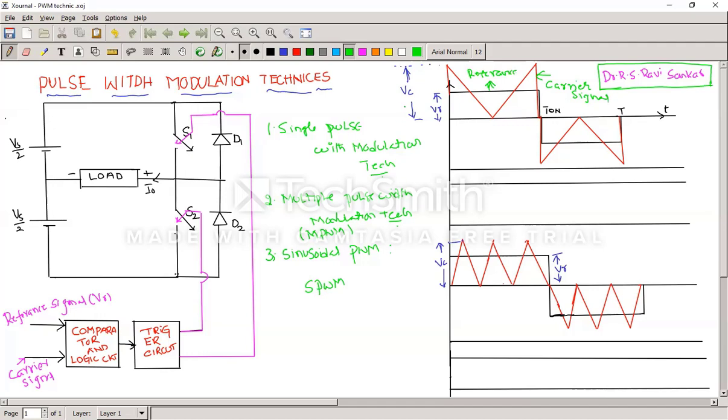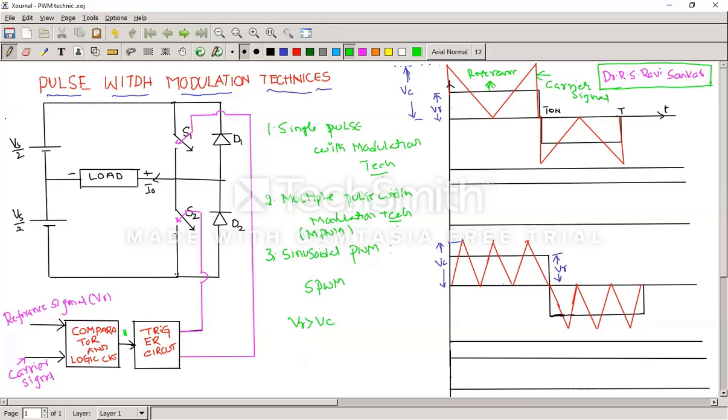VC is nothing but the amplitude of the carrier signal, which we denote as VC. VR is the amplitude of the reference signal. Here, we are giving the two signals to the comparator. In the logic circuit, we have written that if the magnitude of the reference signal VR is greater than VC, then the output is 1.